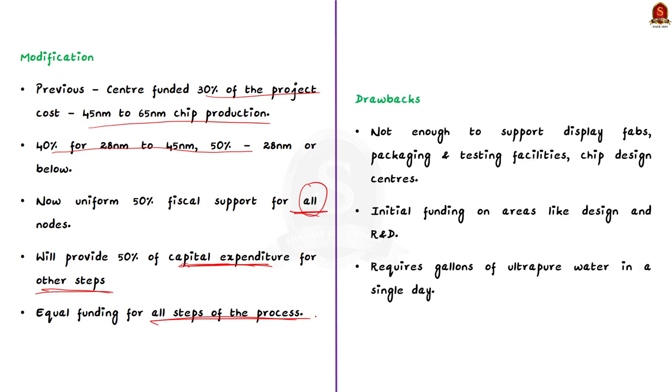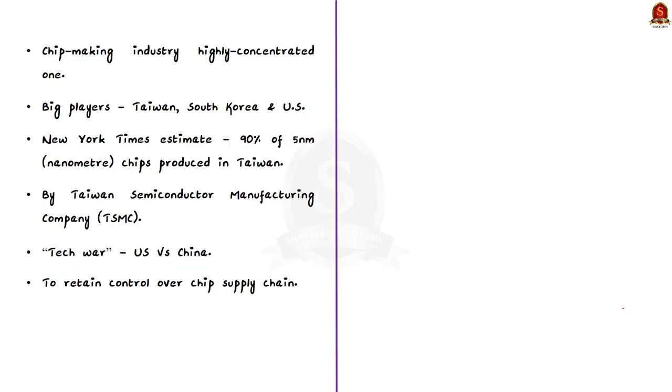Now, coming to the specific problem faced by India in the manufacturing of semiconductors. See, semiconductor manufacturing requires gallons of ultra-pure water in a single day. This prerequisite makes it difficult for semiconductor industries to function during peak summer months in India. This is one of the major India-specific challenges with regard to semiconductor manufacturing. Another important question that arises while discussing semiconductors is, why are these changes in the semiconductor industry made suddenly?